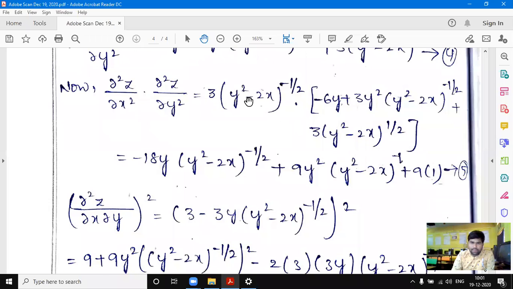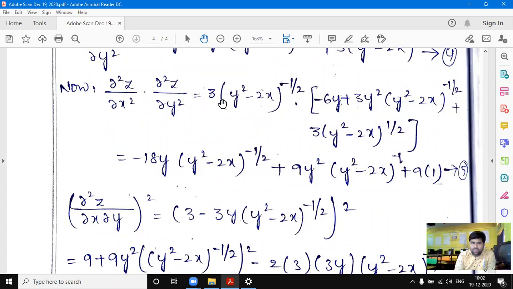So now we have to multiply this term to this one. So see what happened: 3 into −6 is −18y. −18y into (y² − 2x) whole to the power of −1/2. So the first term is completed. Next, plus. For this one, plus into plus becomes plus.